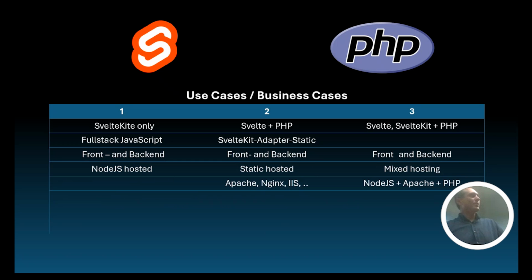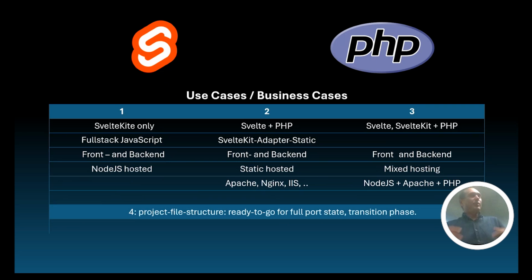This all is one more use case where I want it to be. With the project structure of SvelteKit, I always want to be ready to go for a full port state, either to go SvelteKit only or going with PHP back again, or keep it running at PHP forever, or at least when I say, okay, for now we'll keep it running for the next half a year, 2 years, whatever, and then at some point we can fully port it to JavaScript.